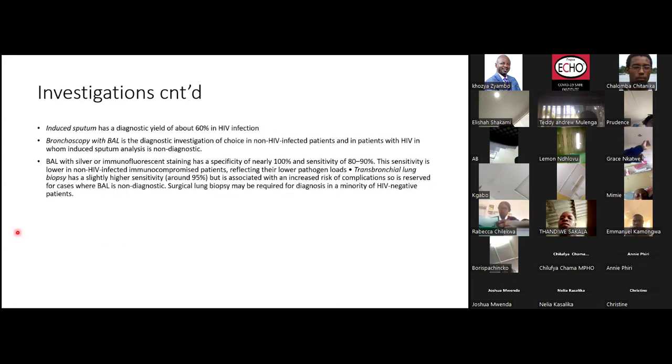Induced sputum has a good yield. We can have bronchoscopy with BAL, where we do some staining with either silver staining, toluidine blue, or auramine, and these tend to help. In cases where even the BAL is negative, you can resort to a biopsy, where the typical finding is proteinaceous exudate in the alveoli.